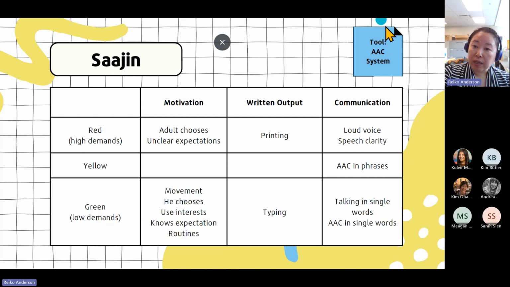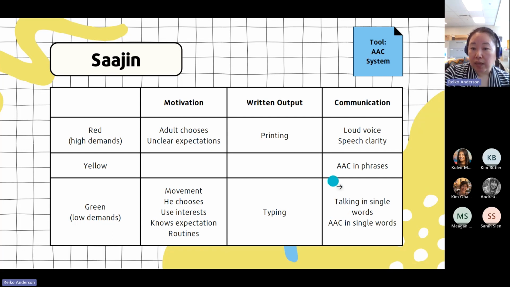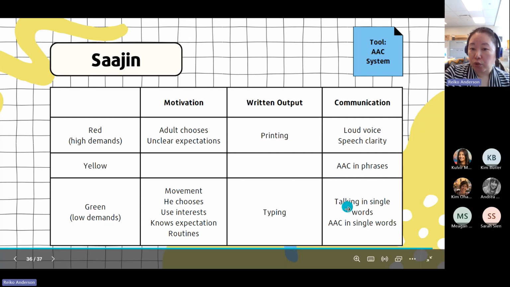And in terms of communication, one thing that's really difficult for him is using a loud voice for speech, and then also his speech clarity. Those are very difficult things for him. But talking in single, quiet words is really much easier for him. So communication-wise, that's kind of what he'll go to first.